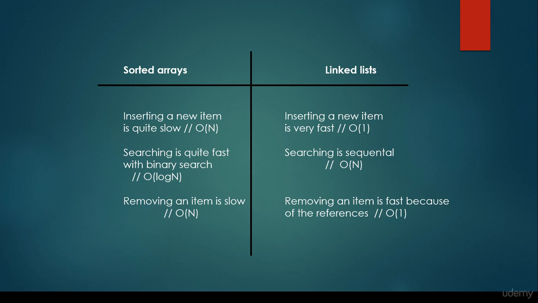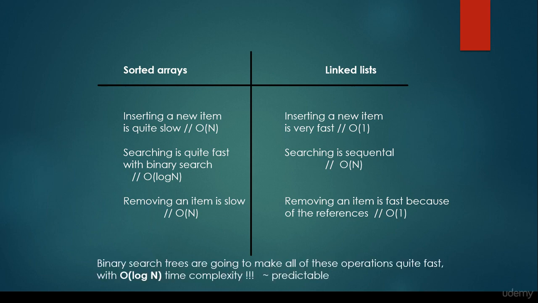Removing an item is quite slow for sorted arrays because we have to reconstruct the whole array again with linear time complexity. Removing an item is quite fast for linked lists because we just have to update the references, so we can do it in O(1) constant time complexity. So what's the conclusion? Basically sometimes it's very good to use arrays, sometimes it's good to use linked lists. We have to know in advance what operations are going to be performed by the user to be able to decide what data structure to use.